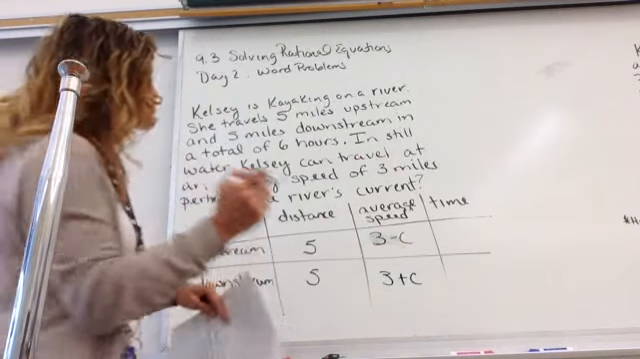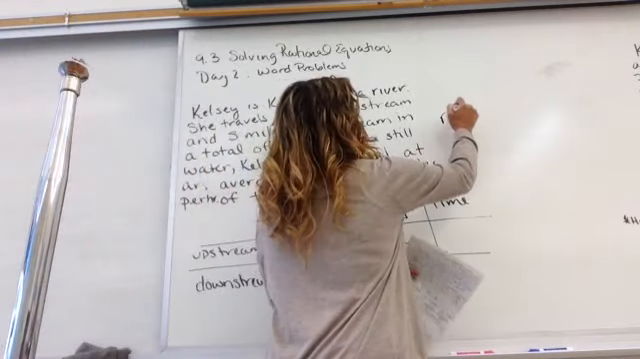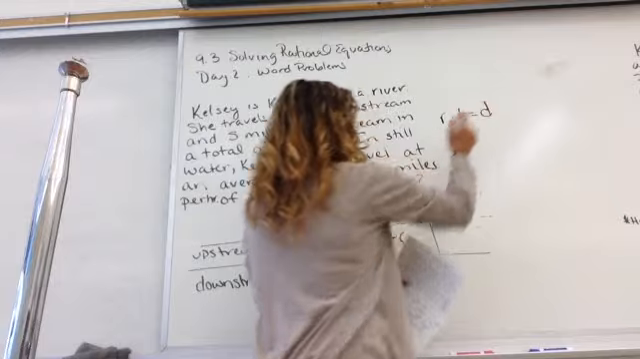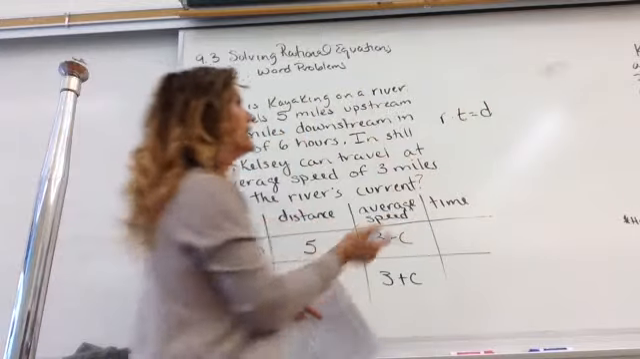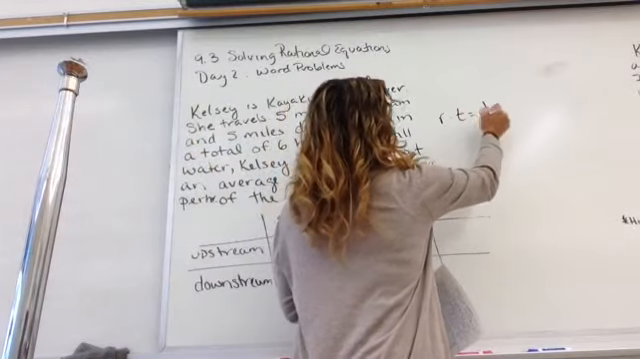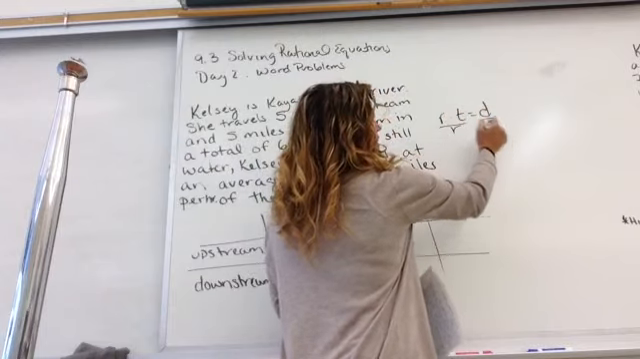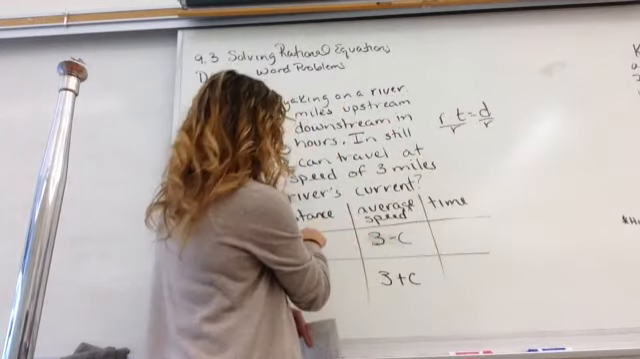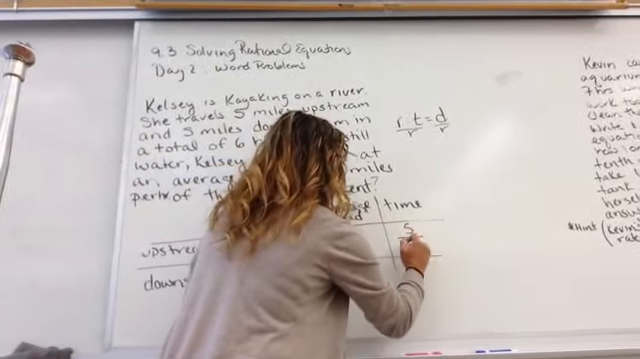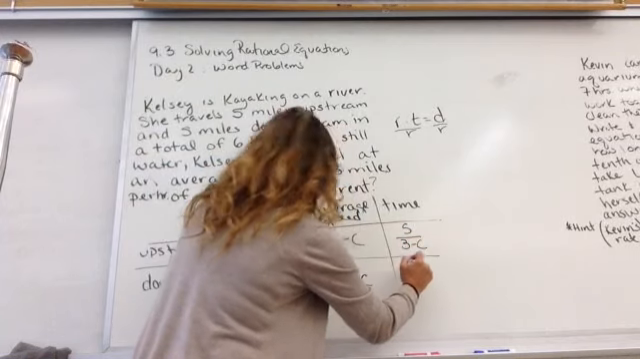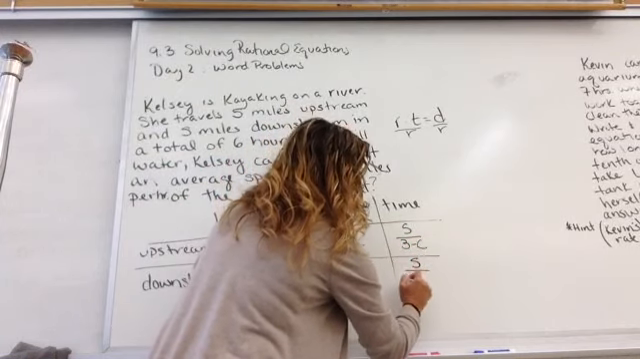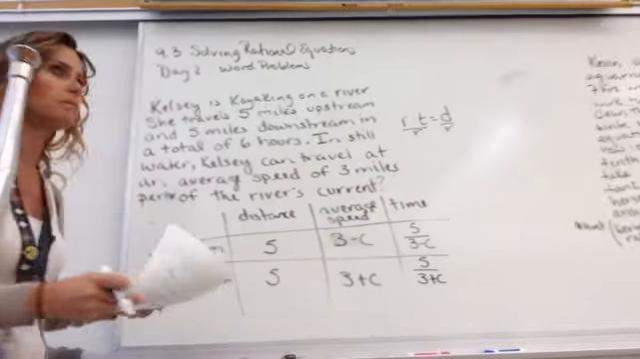Now, time. Remember the formula? Rate times time equals the distance. So if I wanted to figure out what the time is, I'm going to take the distance and divide it by the rate. So the distance of 5, I'm going to divide by 3 minus c. For the bottom one, I'm going to take 5 and divide it by 3 plus c.